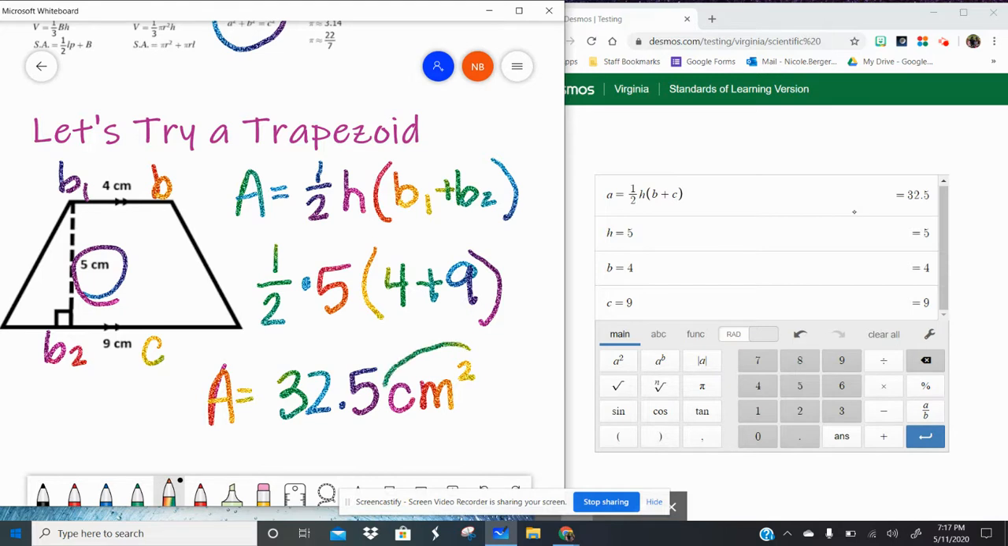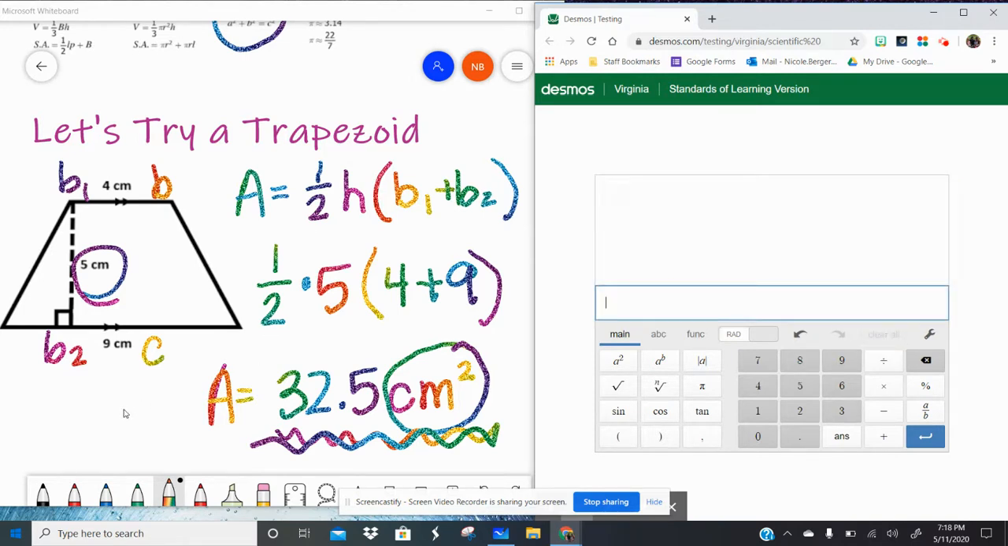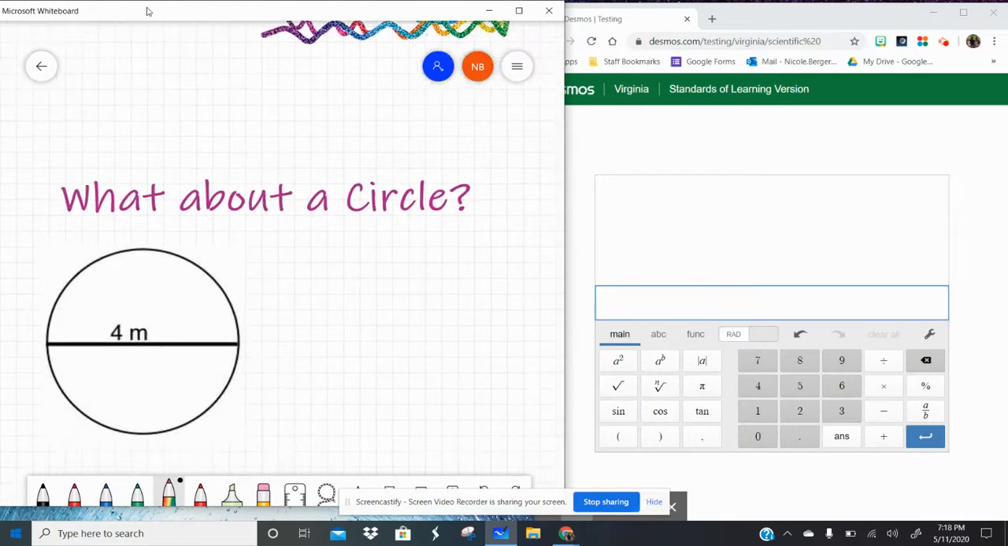We have to really know how to label those units. So with perimeter and circumference, we just use the units. So it would have been just centimeters. For area, we do centimeters squared. And then for volume, which we'll talk about next week, we do centimeters cubed or whatever the unit of measurement would be. So 32.5 centimeters squared is the area of that trapezoid. Boom. Use the Desmos. Type in the formula, type in what you know, solve for what you don't. Very simple process. Let's go to the next example.